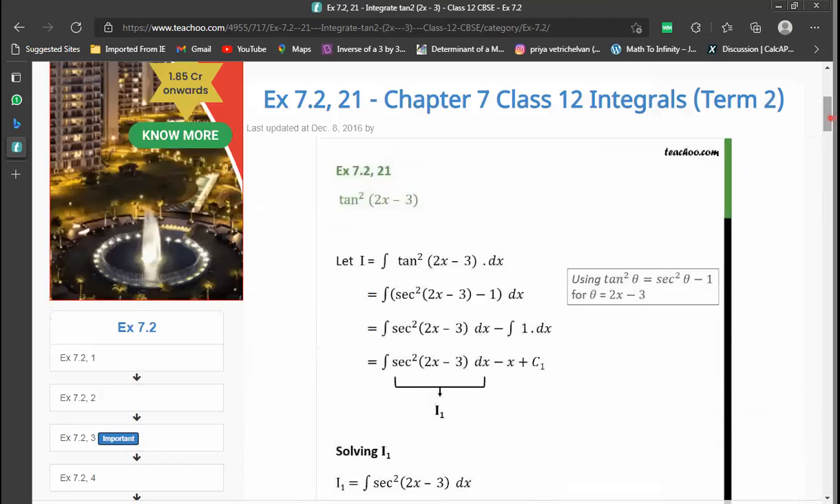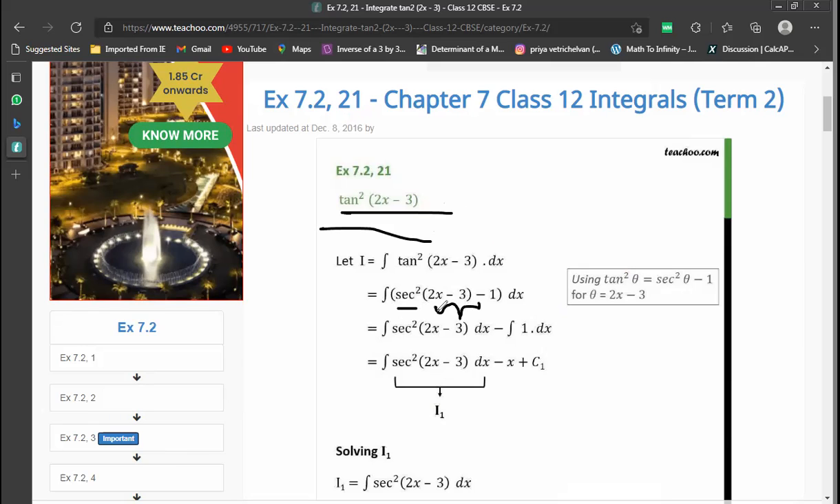Question 21. Here you have a square trigonometric function, tan square 2x minus 3. There is no formula for the integration of tan square, so you have to use a trigonometric identity to find another trigonometric ratio. Tan square theta can be written as secant square theta minus 1, isn't it? Yes, ma'am. Because secant square theta minus tan square theta is 1, from that you can derive tan square theta as secant square theta minus 1. So rewrite the tan square in terms of secant square, because we do have a formula for the integration of secant square.